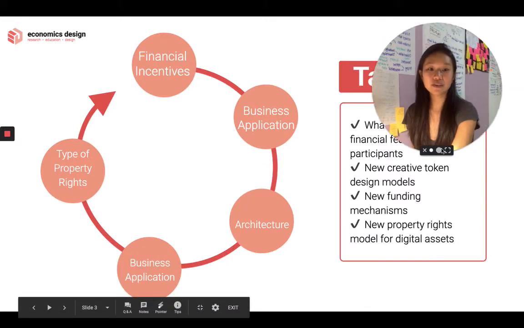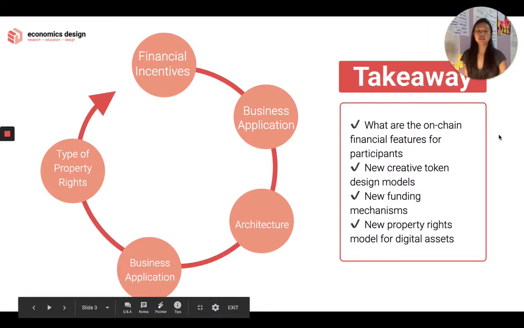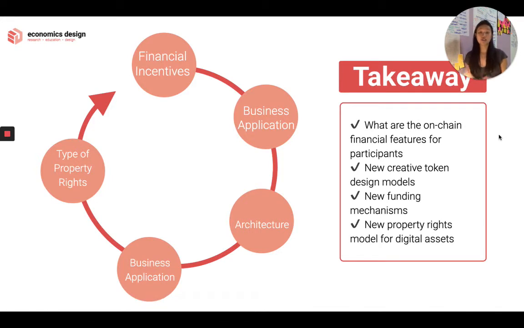So I'm going to make this smaller for now. And today we're going to talk about financial incentives, understand how to apply it in business applications. Then we're going to talk about architecture, the business application, as well as what are the different types of property rights, and this new idea that I'm playing around with of how do you combine all the different kind of things that we have covered to create a new business model specific to the objectives that you want.